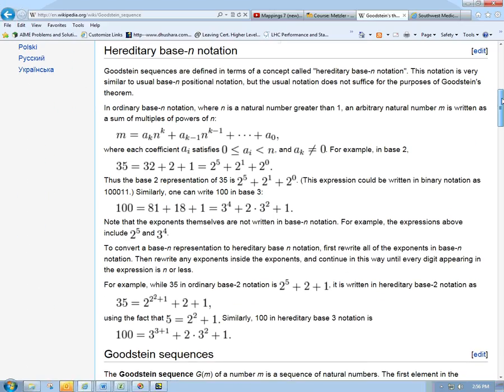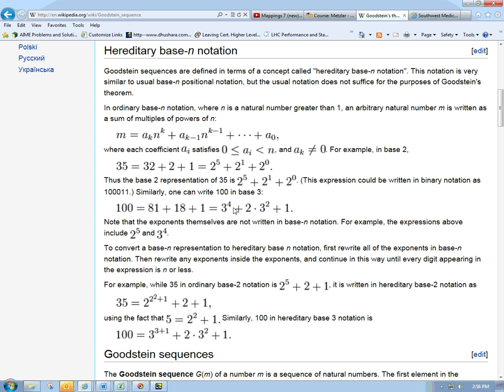So what does hereditary base n notation mean? Well, let's just cut to the chase here. 35 written in base 2 is 2 to the 5th plus 2 to the 1 plus 2 to the 0. But we make sure that the coefficients, like here, 100 is 3 to the 4th plus 2 times 3 squared plus 1, have to be numbers in base 3, for example. They're just 0, 1, or 2. But the exponents can be any number.